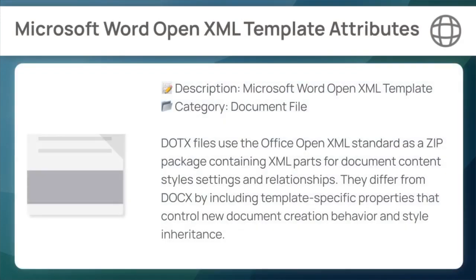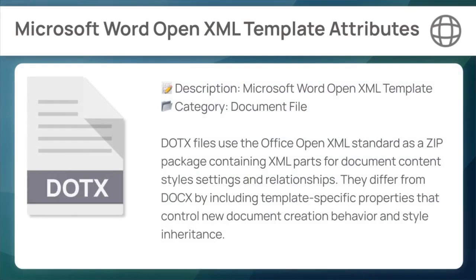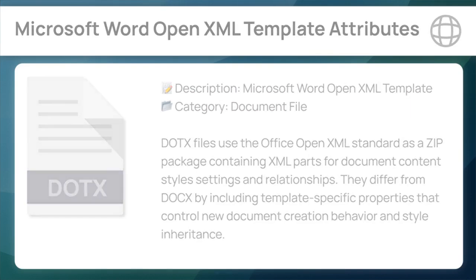DOTX files use the Office Open XML standard as a zip package containing XML parts for document content, style settings, and relationships. They differ from DOCX by including template-specific properties that control new document creation, behavior, and style inheritance.